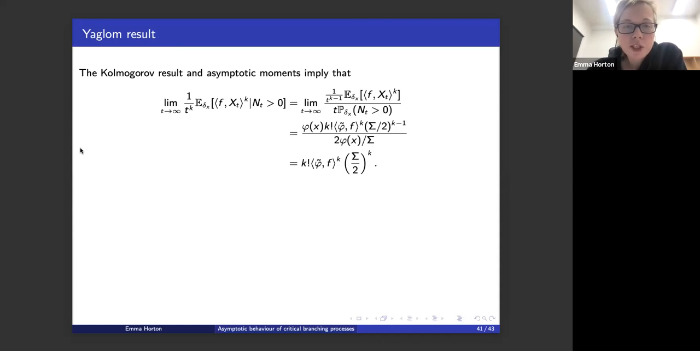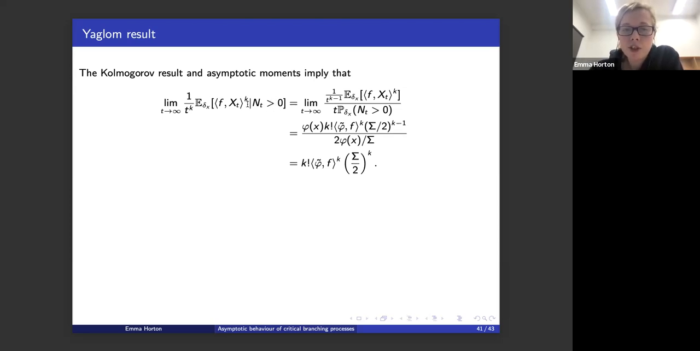And then the final step is to kind of put all of these things together. So we take the moment result that we obtained in the second section and the Kolmogorov result. And this will give us directly the Yaglom limit result. And the way we're going to do this is to look at all of the moments of the process conditioned to survive.